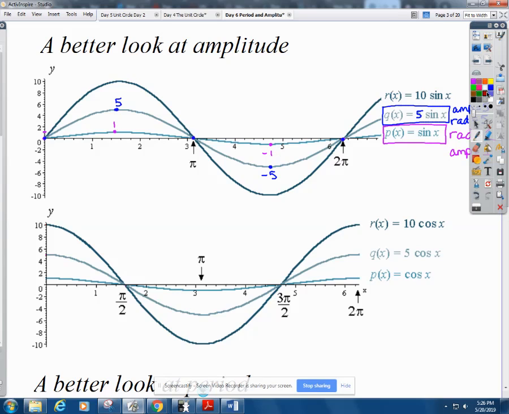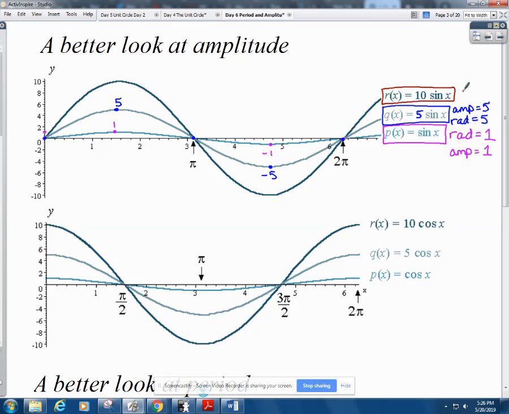And on the last one, r of x equals 10 sine x. So the amplitude is equal to whatever the positive a value is, so 10, and that means it's a circle with a radius of 10. In that case, we go from 0 to 10, 0, down to -10, back to 0.